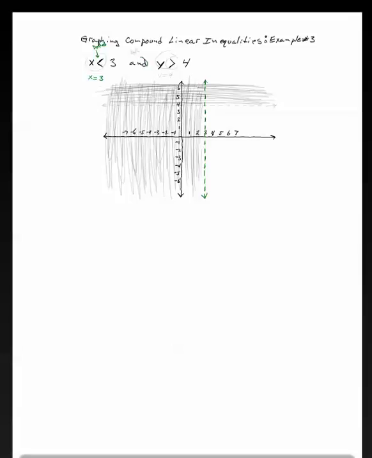Now, in order to figure out whether to shade to the right or the left, I come back and look at my inequality, and it says x is less than. So I want all those values of x that are less than 3. Well, if I think about it, 2 is less than 3, 1 is less than 3, so I have to shade to the left. So I go ahead and shade to the left of the line.